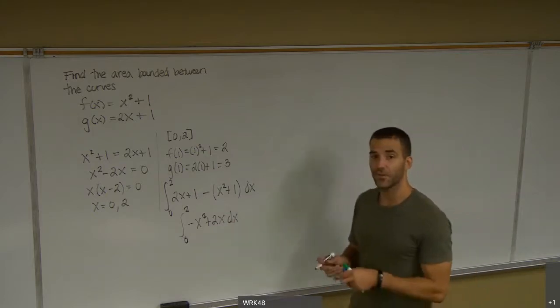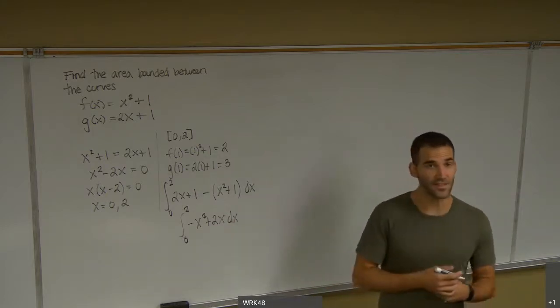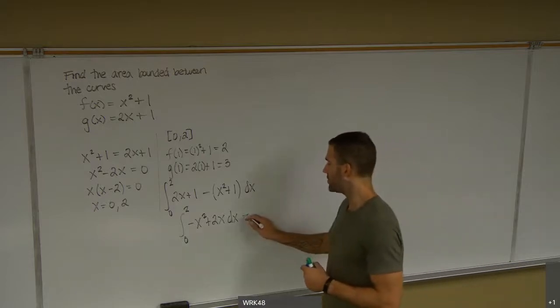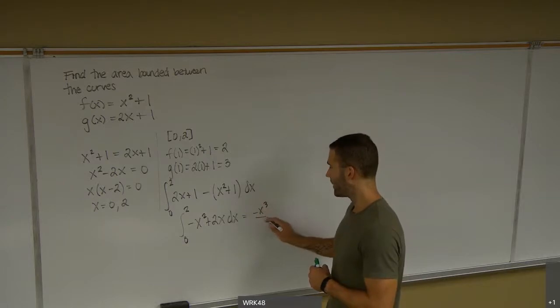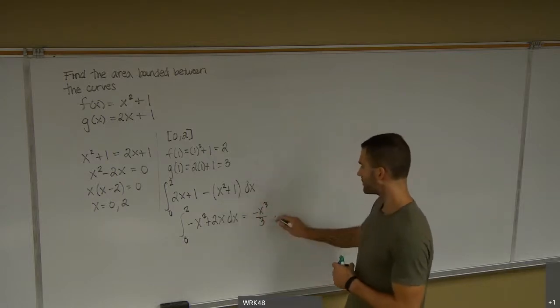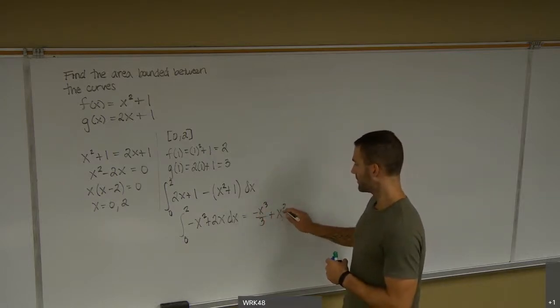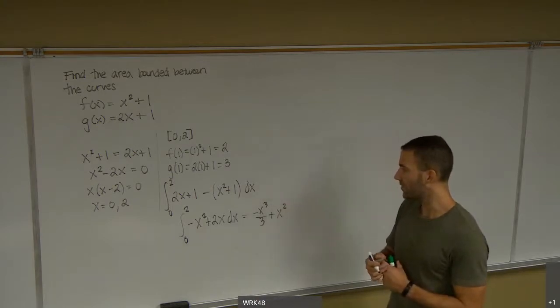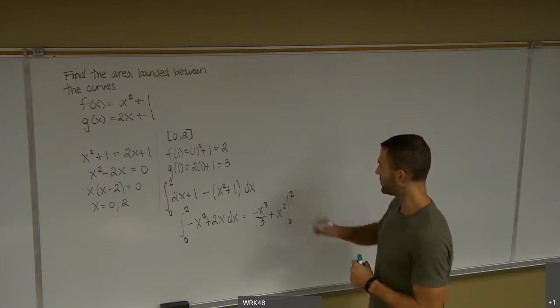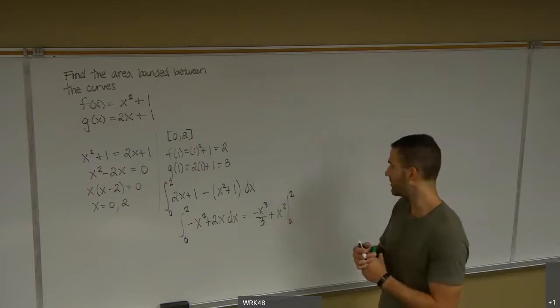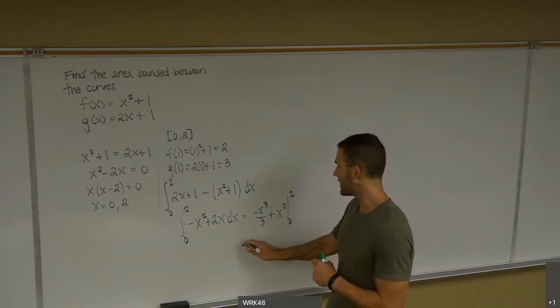And now comes again the fundamental theorem of calculus. We need to evaluate this definite integral. So all I would need to do is find an antiderivative and plug in some numbers. I'll use my power rule to get negative x cubed over 3 plus x squared and evaluate this on the interval 0 to 2. So plug in 2 minus plug in 0. Be careful with the minus sign here.